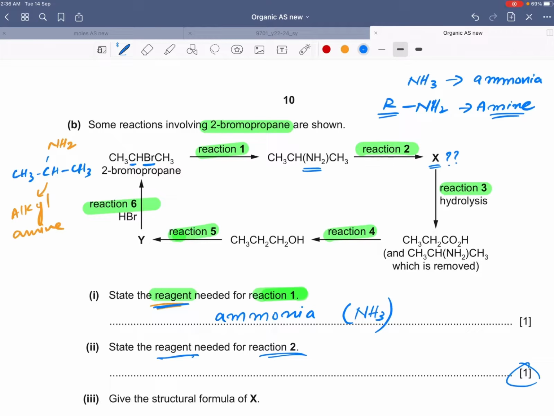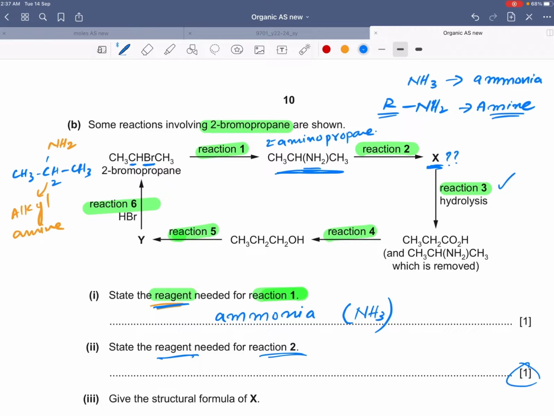Now X is coming from this amine. We have this amine, and this is propylamine. You can just simply look at it. At the second position we have the amine, so we can simply call it 2-aminopropane, right? So this is 2-aminopropane, and 2-aminopropane is being converted into some compound X. We have no idea what X is, but if you look at reaction 3, this will give you the idea of what X is, right?